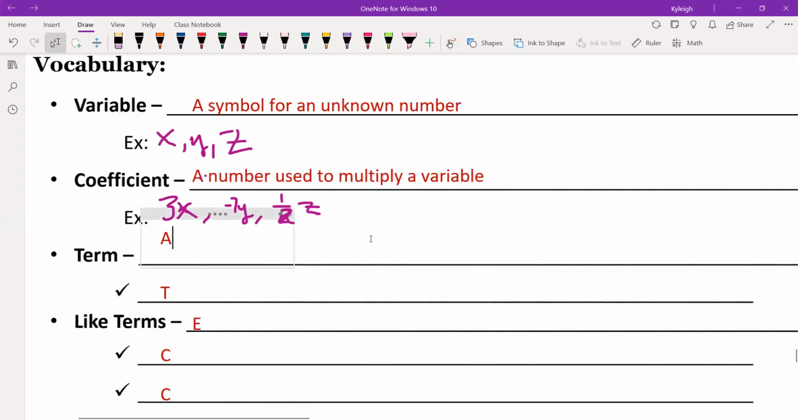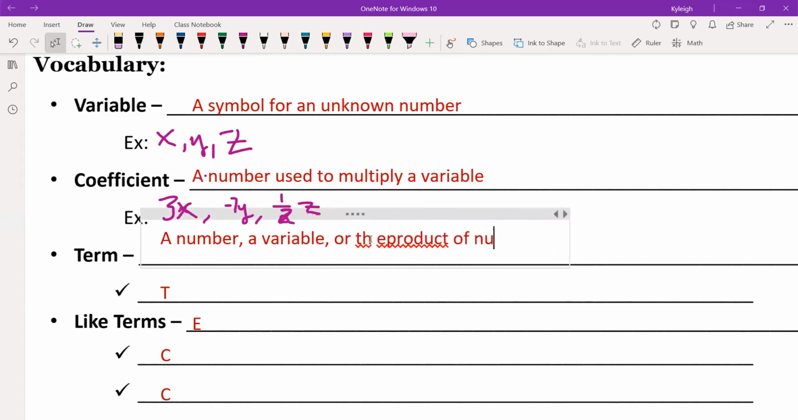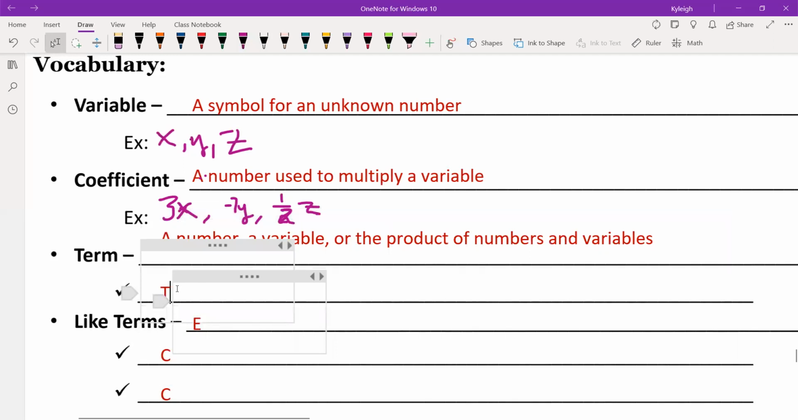Terms are a number, could be a variable, or the product of numbers and variables. Okay, so it could be just a number, could be just a variable, or a mix of both. So terms are separated by addition or subtraction, okay?